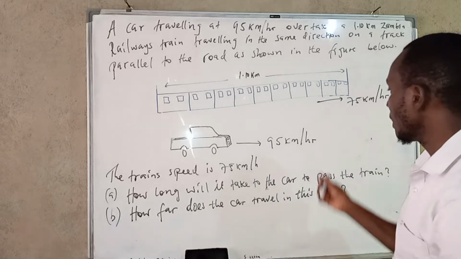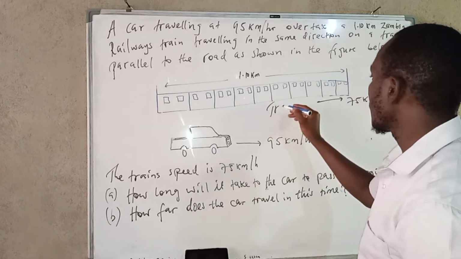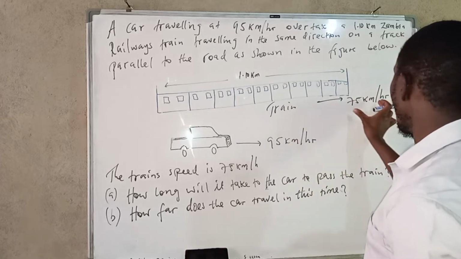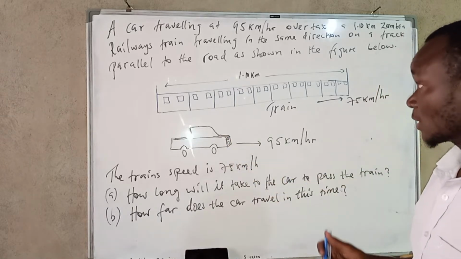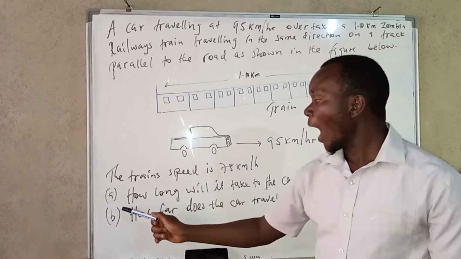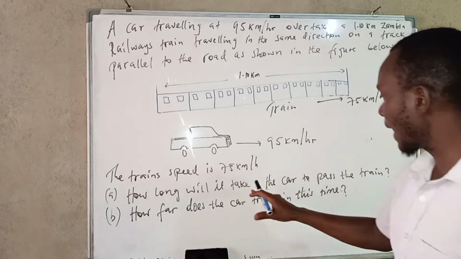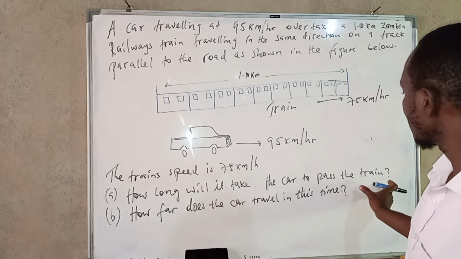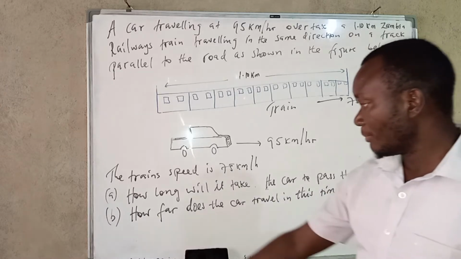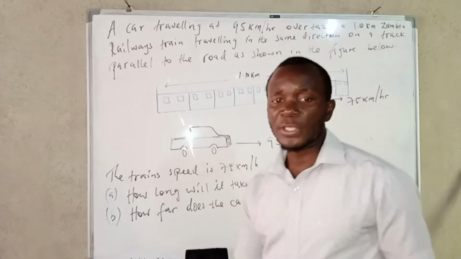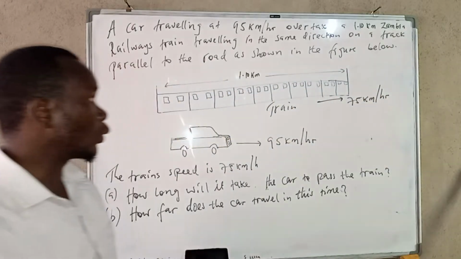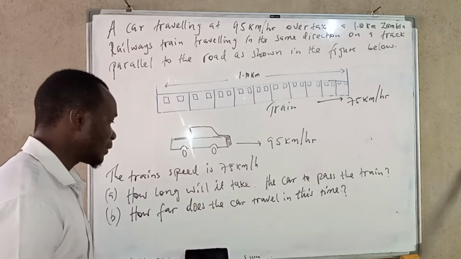So this is the speed. So this is the train moving at this speed. Then this is the car that is moving at this speed. A, how long will it take the car to pass the train? And B, how far does the car travel in this time? So this is the question that we are going to consider answering in this video.